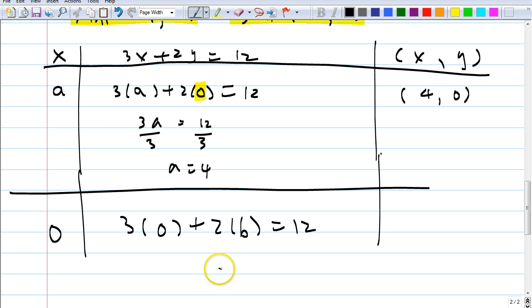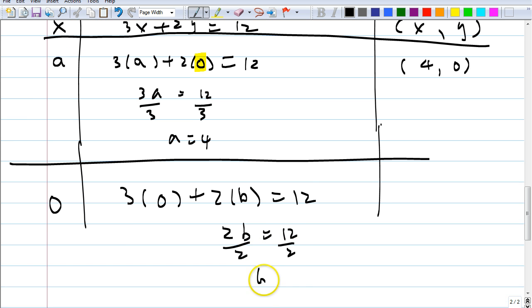So what do I get? What's 3 times 0? 0. What's 2 times B? By the way, it's B, not 6. I should write it better. Okay, 2B equals 12, divide both sides by 2, B equals 6. What's the ordered pair, guys? 0, 6. There you go.